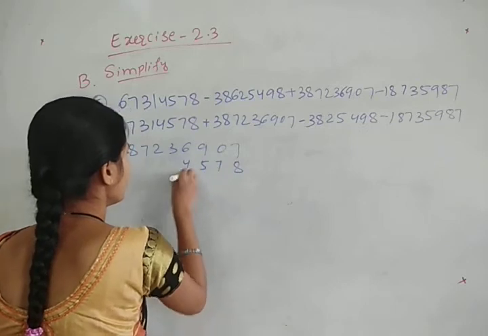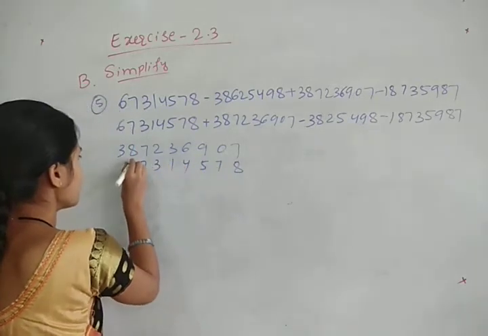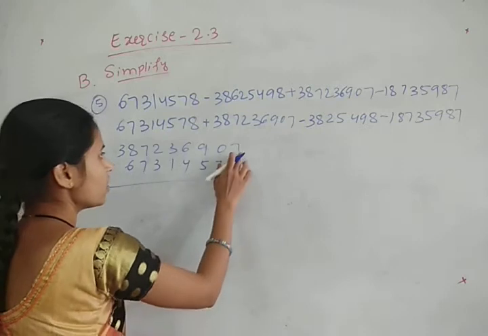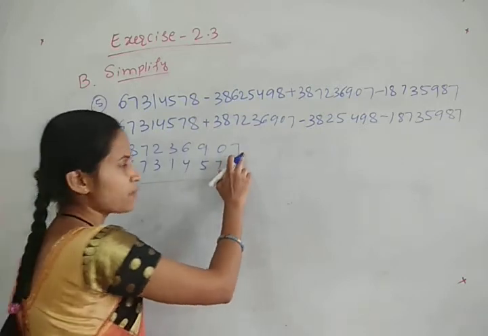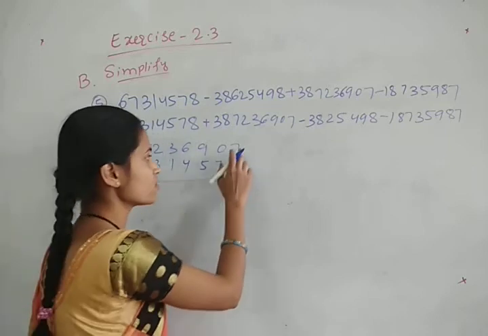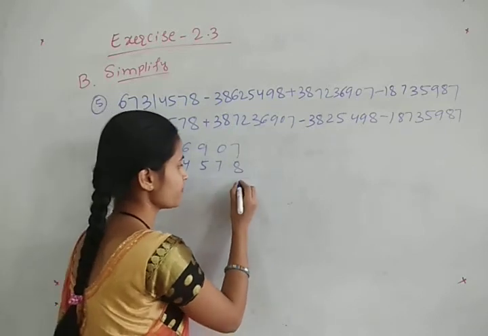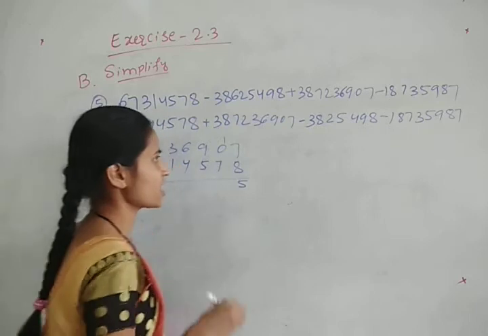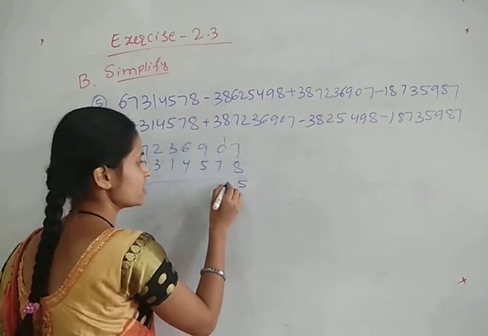5, 4, 1, 3, 7, 6. Now add these two. Now 7 plus 7 is 14. So this 8 is 1 greater than 7. So 7 plus 7 is 14. Plus 1 is 15. Write 5. Take 1 as a carry. Now 7 plus 1 is 8.